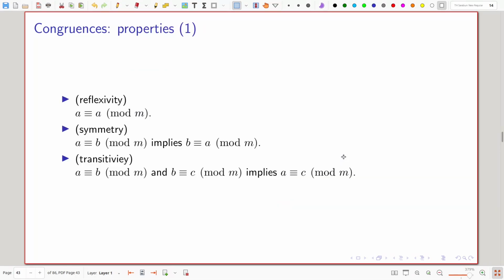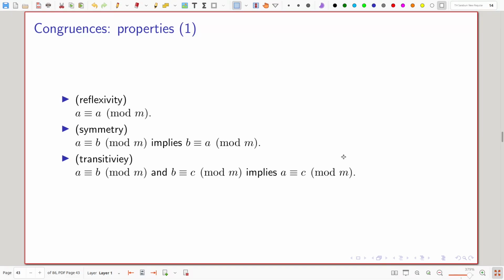And the congruence works pretty much as you would expect from an equal sign. A number is congruent to itself. If A is congruent to B, B is also congruent to A. And it has transitivity as well. If A is congruent to B and B is congruent to C, then A is also congruent to C. So it works basically like an equal sign.